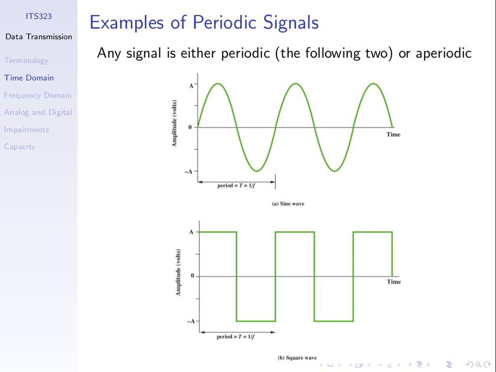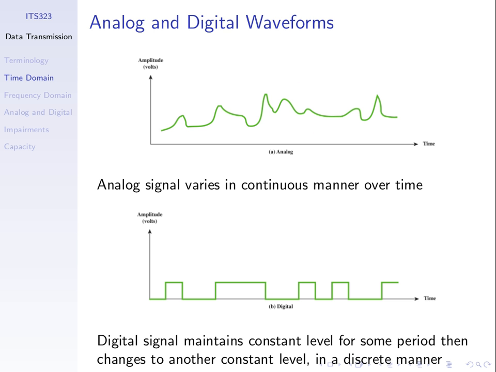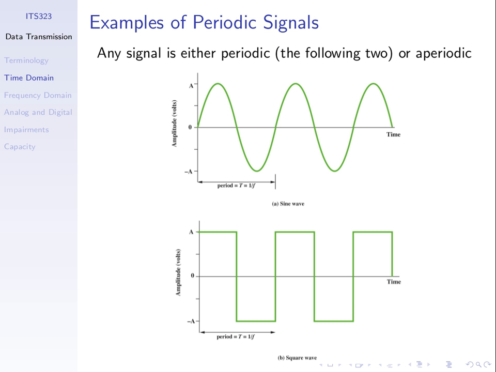So a periodic signal, an aperiodic signal at the top here. It's not repeating over time, or at least from what we can see in this portion of time, it's not repeating itself, it's aperiodic. If we have a periodic signal, we can measure the period of that signal, and it's related to the frequency, which we'll see shortly.